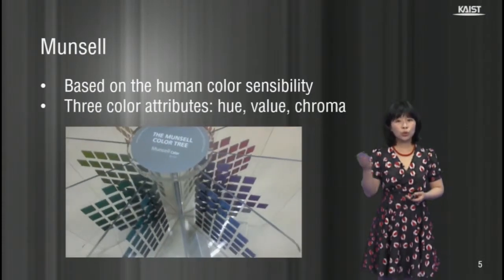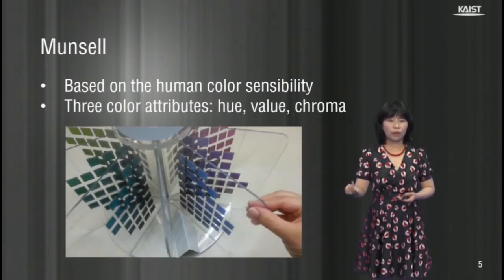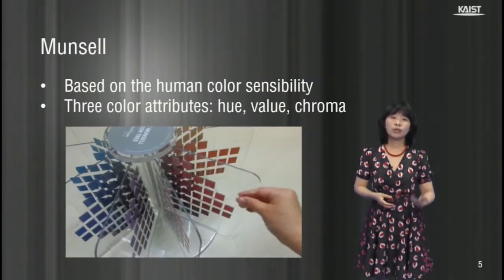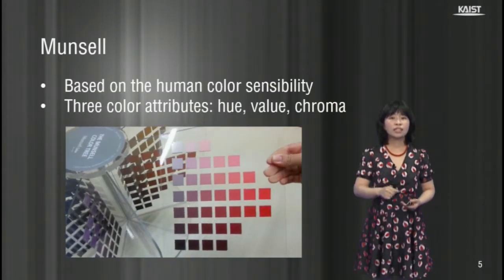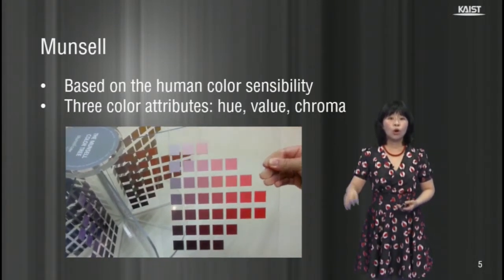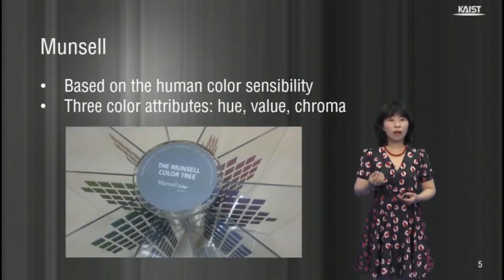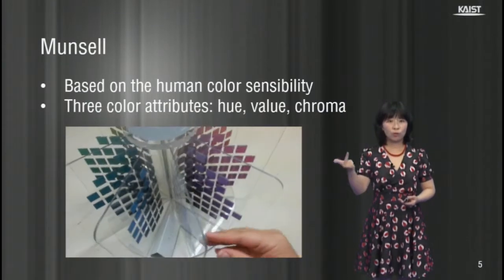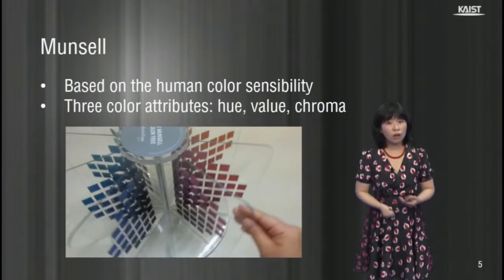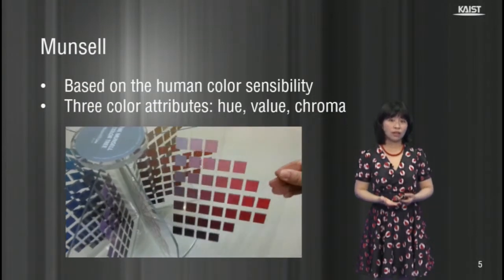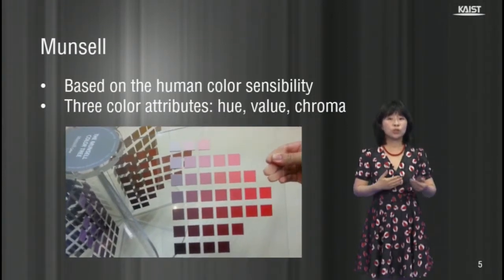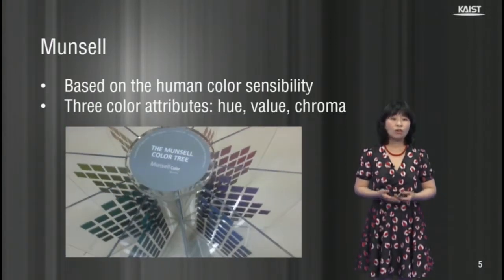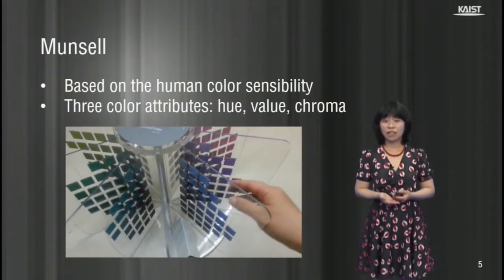He defined hue, value, and chroma as three principal attributes of a color. In other words, every single color has these three attributes, or the properties of a color are described in terms of hue, value, and chroma. Hue is a quality of a color, such as red. Value distinguishes two colors based on brightness. Chroma indicates how strong or intense that color is.